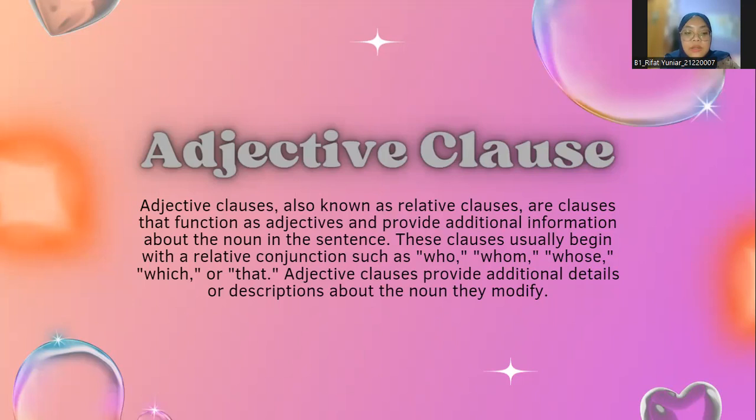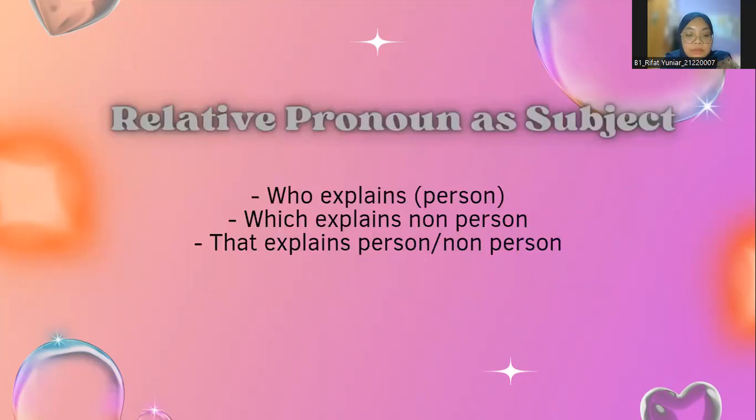Adjective clauses, also known as relative clauses, are still related to clause. This adjective clause has a position as an explanatory of the noun. Adjective clause has several parts, which I will explain today about relative pronoun as subject and object. Relative pronoun as subject, there are three: who, which, and that. Who explains person, which explains non-persons, that explains person or non-person.